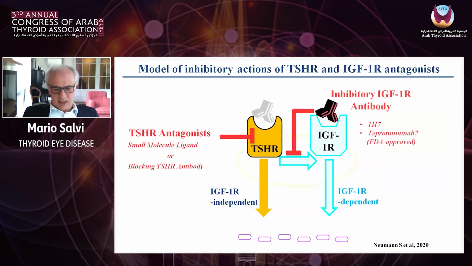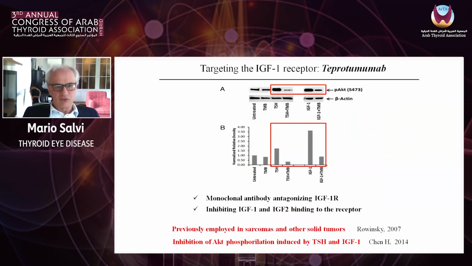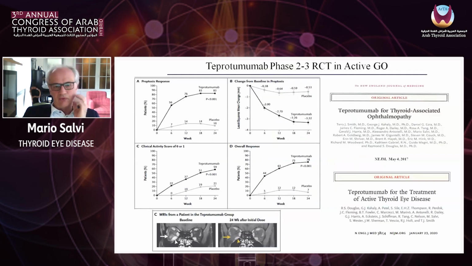IGF-1 receptor is interacting with the TSH receptor on the membrane of fibroblast. And this interaction has been the focus of many studies over the last 15 years. This has led to a treatment with the drug teprotumumab, which blocks the IGF-1 receptor. After going through phase 2 and phase 3 studies a few years ago, it has been approved by FDA for treatment of thyroid eye disease. And this is currently the only drug approved for treatment of this disease.